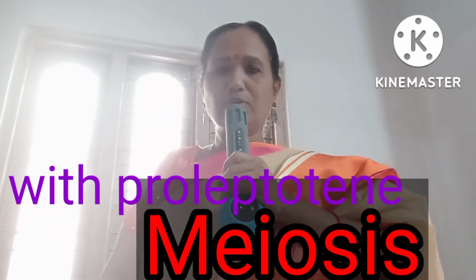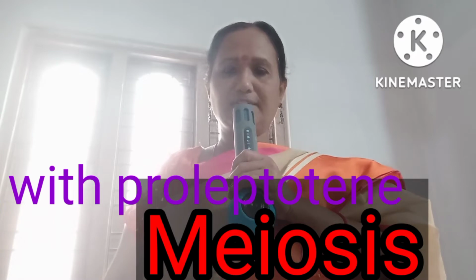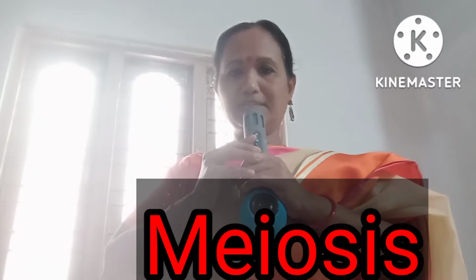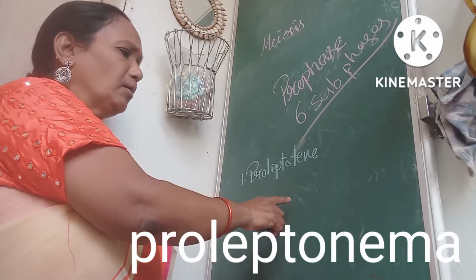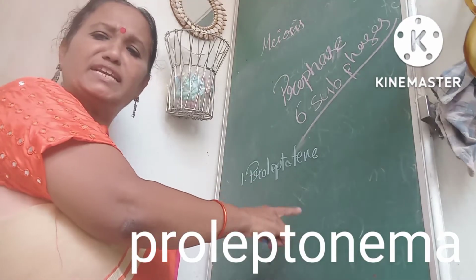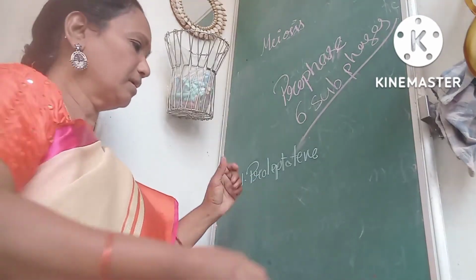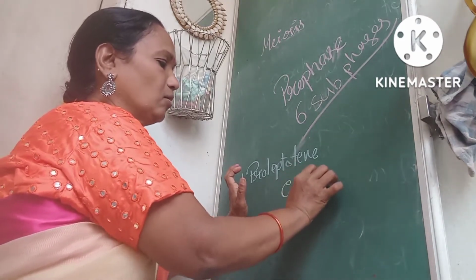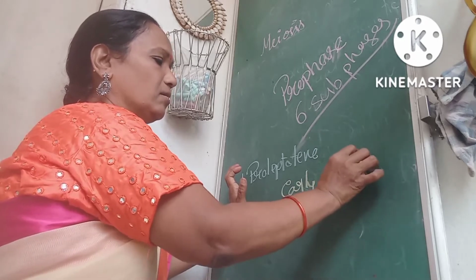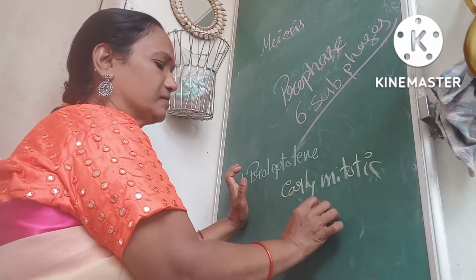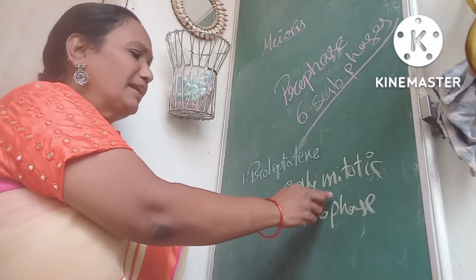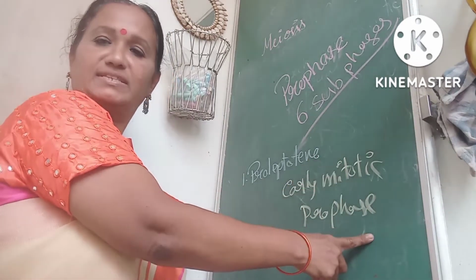It includes the following five substages. Proleptotene, or leptotene, closely resembles the early mitotic prophase.